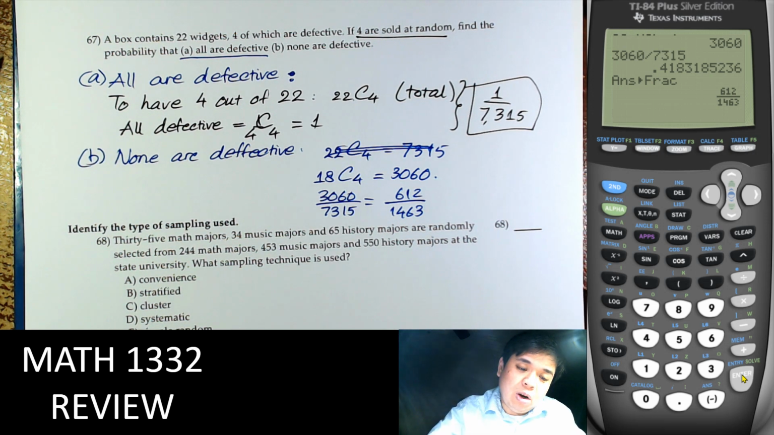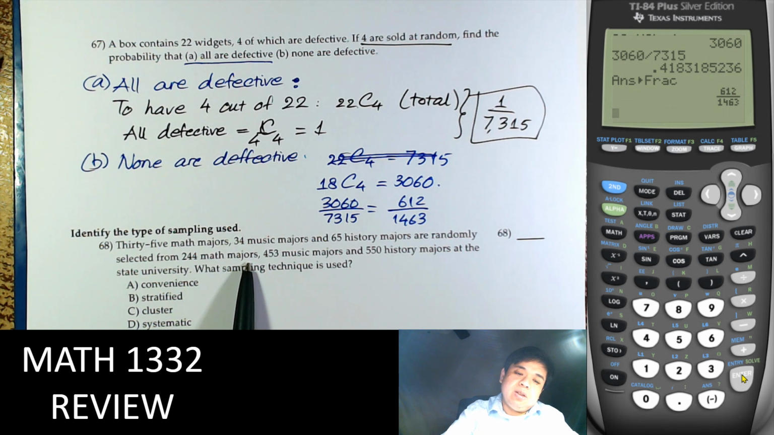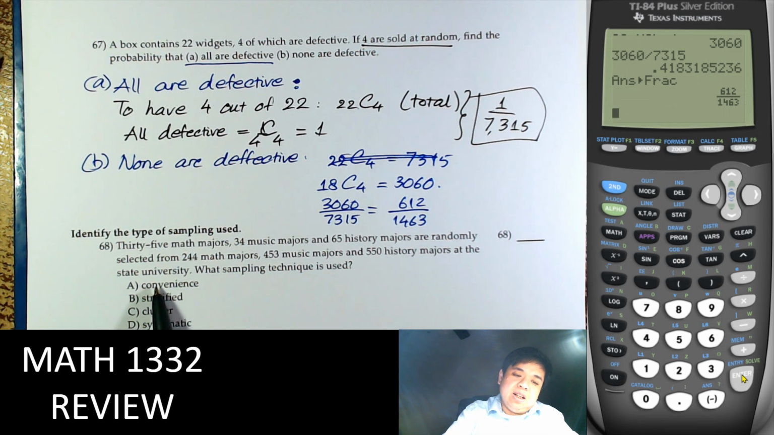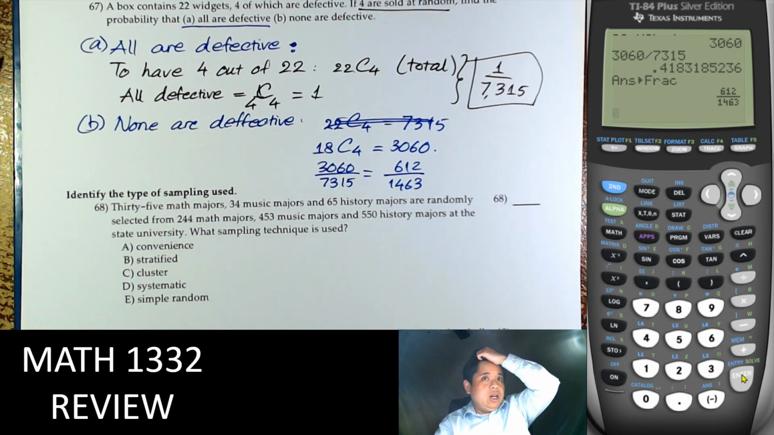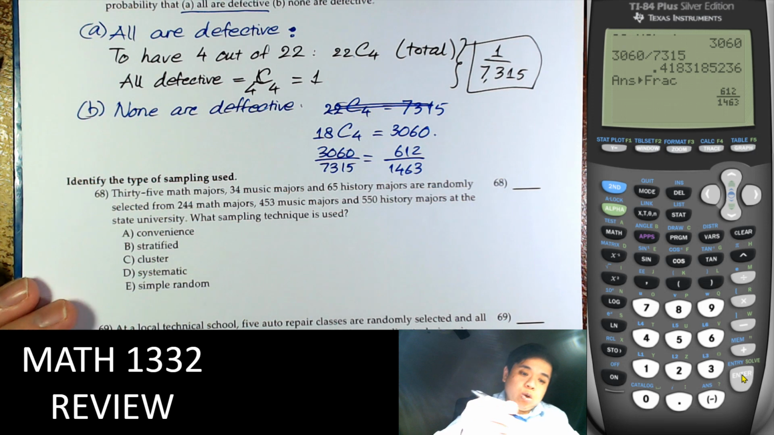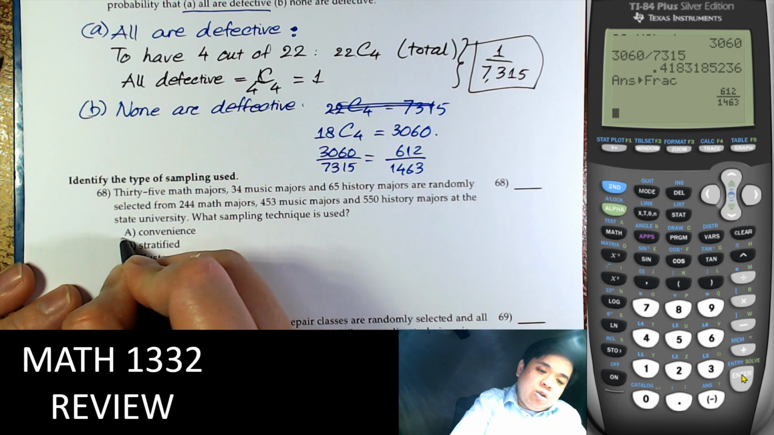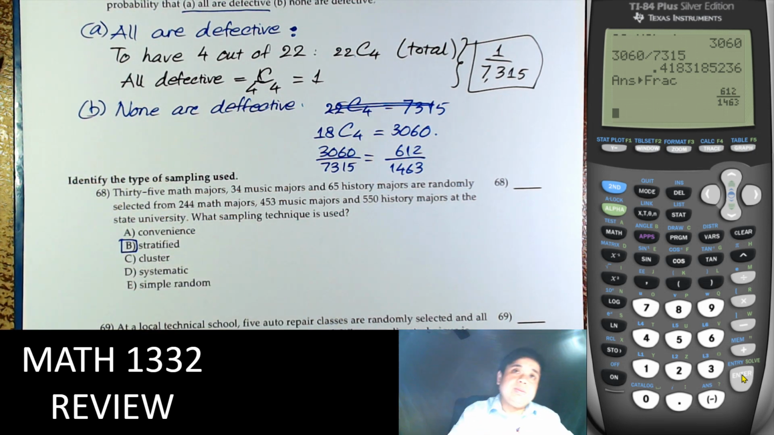In this case, we randomly select 244 math majors at the State University. So in that case, they divide into groups, and then we pick some in each group. So that has to be stratified. Right, so we divide into a bunch of groups and we pick some in each group.